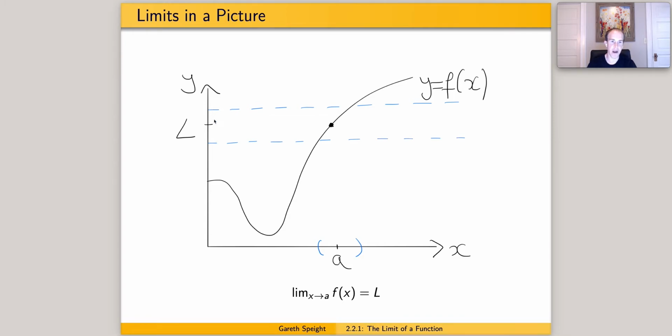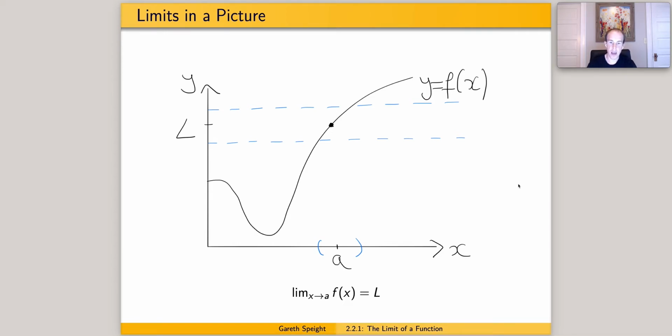If I make this band even smaller, if I draw the dotted blue lines closer and closer to L, then we can still make sure the graph lies inside those dotted lines, as long as we make this interval around a just a little smaller, right? If we keep making this interval smaller and smaller, then we're going to be inside these closer and closer horizontal bands around L. So whatever bands you choose around L, you can make a small interval around a so that if you restrict to that interval, then the graph is going to stay inside those bands. Okay, so this is the limit as x tends to a of f of x equals L, in a picture.